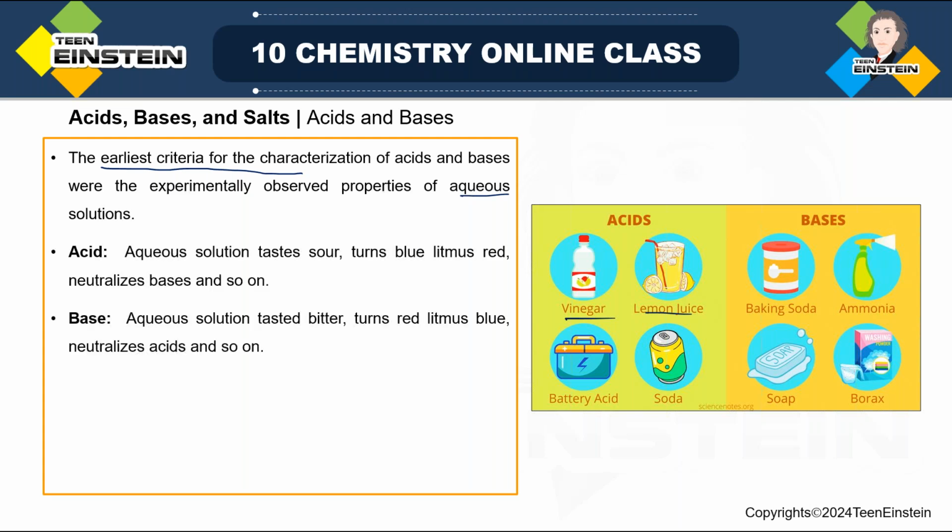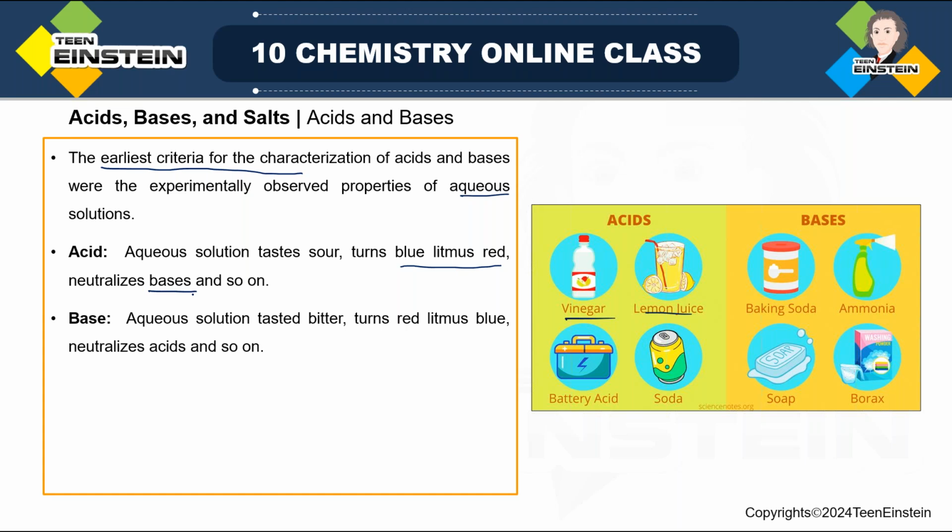Okay. So acids are those aqueous solutions that taste sour, turn blue litmus red. Now litmus is a type of indicator which is available in two different colors. One is blue color, another one is red color. So if you dip blue litmus paper in the solution of an acid, it will be converted from blue to red color, and it neutralizes bases.